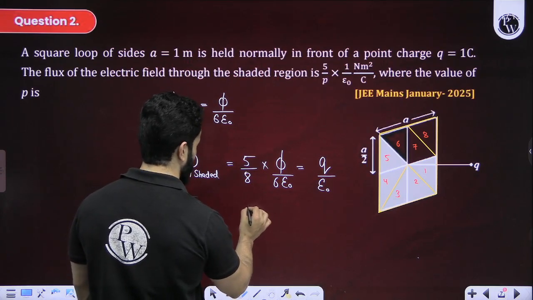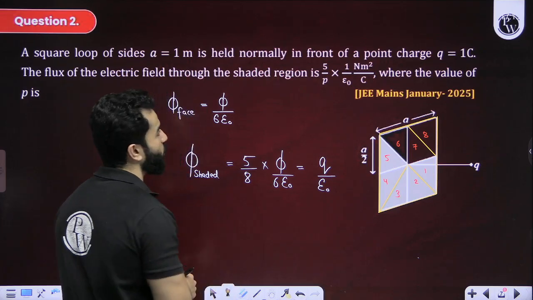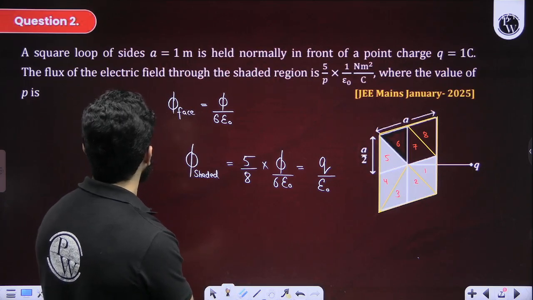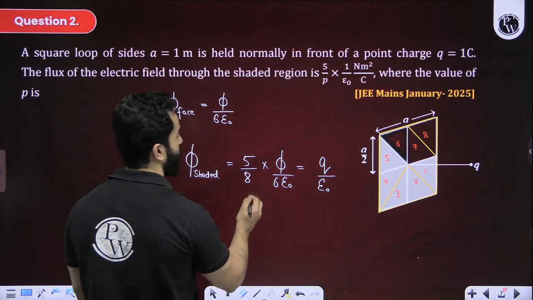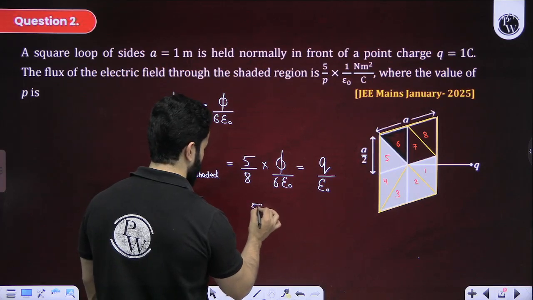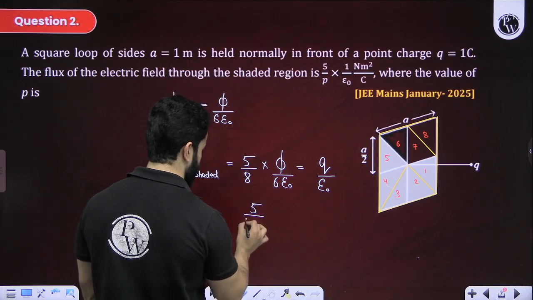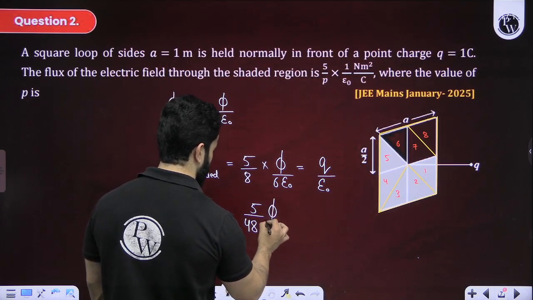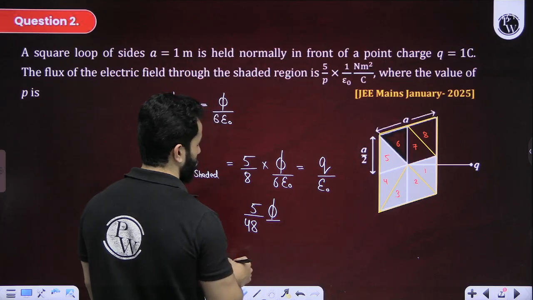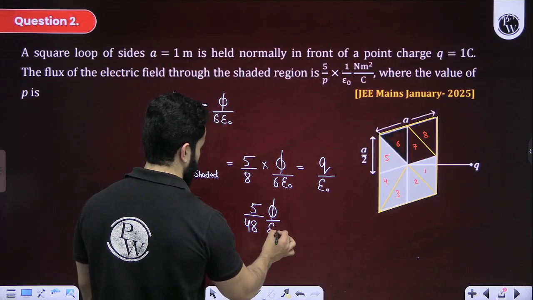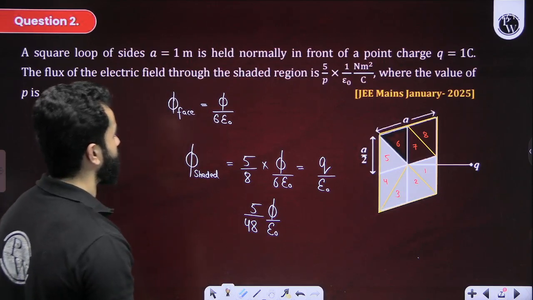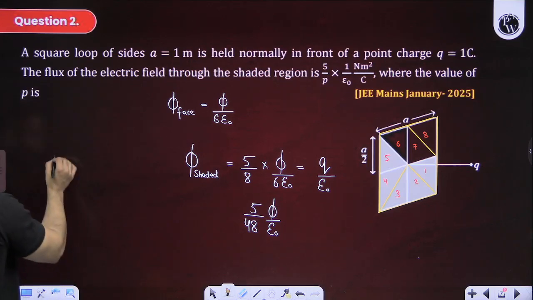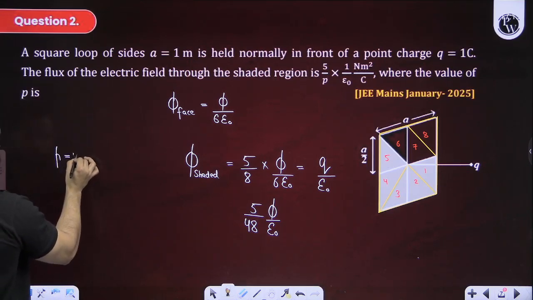So this will be 5. We have to find out where the value of P is, right? So they are saying that the electric flux is actually 5 upon 48, and this is nothing but phi upon epsilon naught. Hopefully this is all clear. So the correct answer is going to be 48. So P is actually equal to 48.